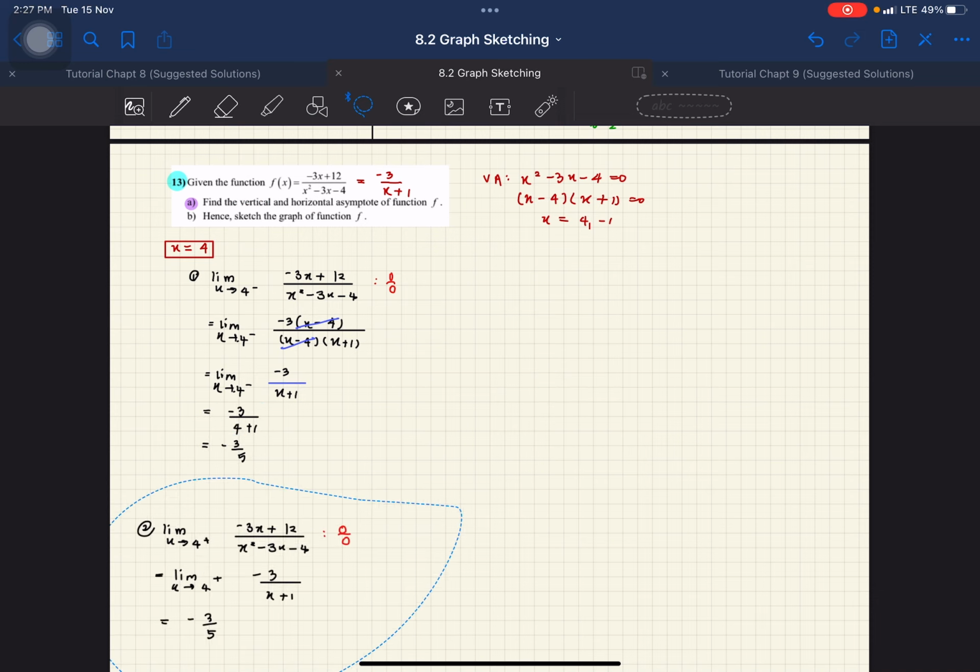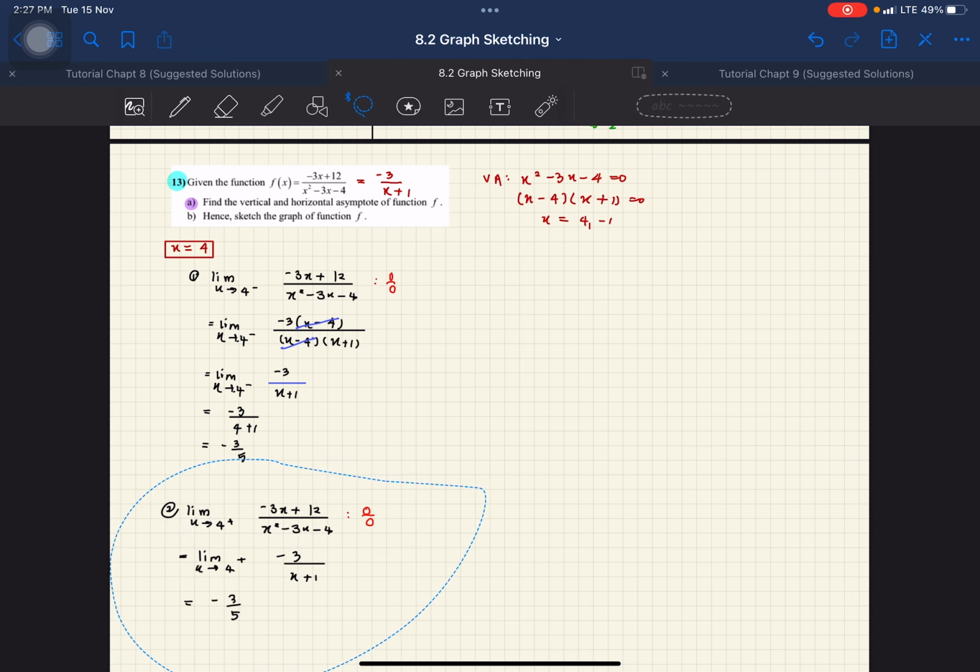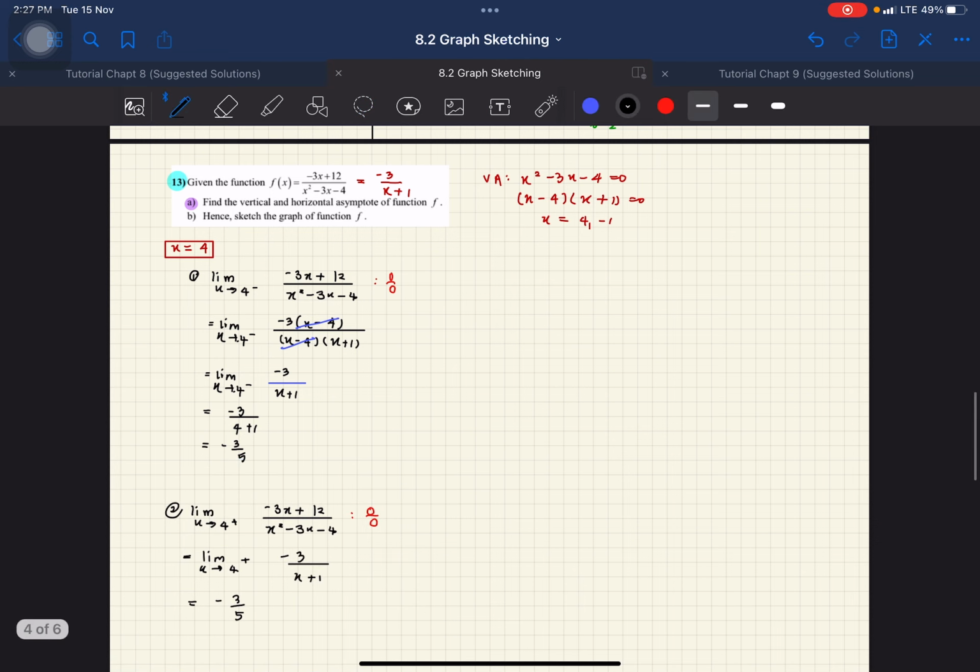This one, sit down there. Okay, so now I want to find the second value. So for the second value, we have x equals to negative 1. Okay, so this is for x equals to negative 1.